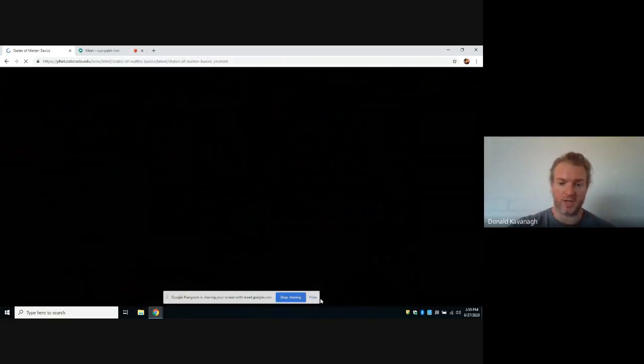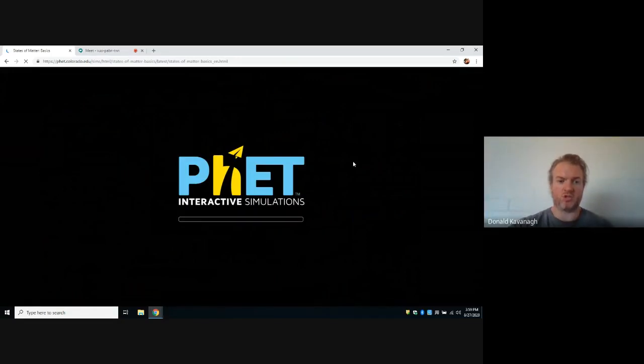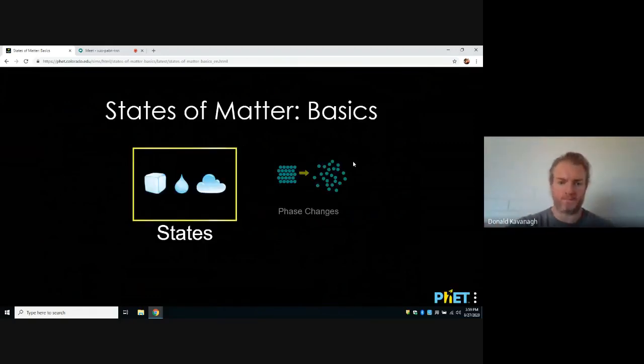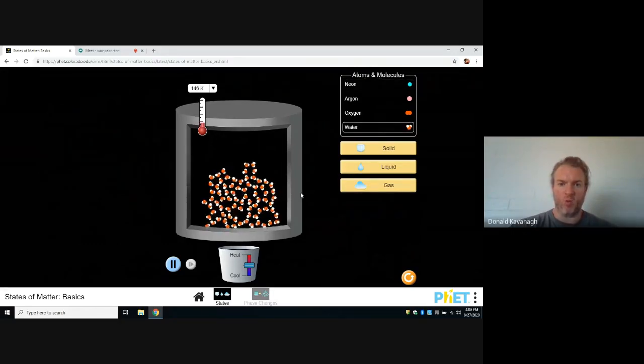You might have to update a macro or something, but it should just load up into Chrome. So what we have here is kind of like a simulation chamber, and there are different atoms or molecules, and we're going to look at water. So we have a single water molecule. The red is the oxygen, and the white are the hydrogens, H2O. And we have solid, liquid, and gas phases here.